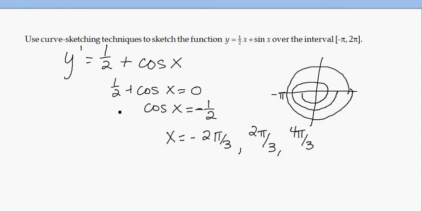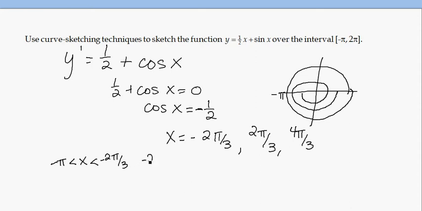So what we want to do now is find out what's happening in between these critical points. These are places where the derivative is 0, so they are potential local maximums or minimums. In order to figure out which one they are, we have to look to see where the graph is increasing and decreasing. So we're going to test values in the interval between negative pi, because that's the leftmost part of our domain, to the first critical point.